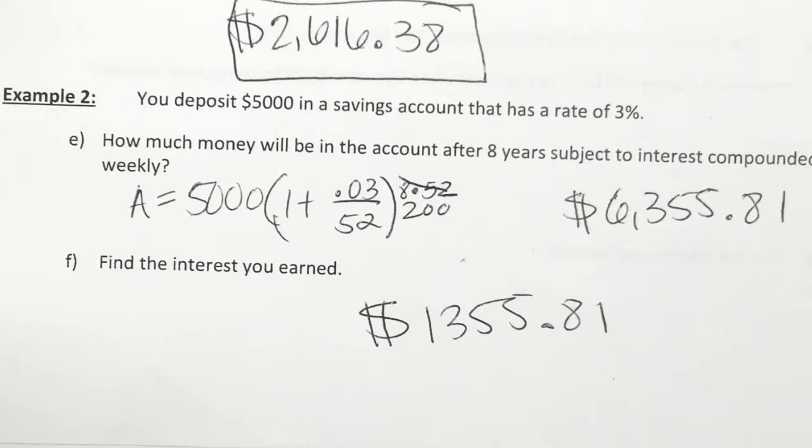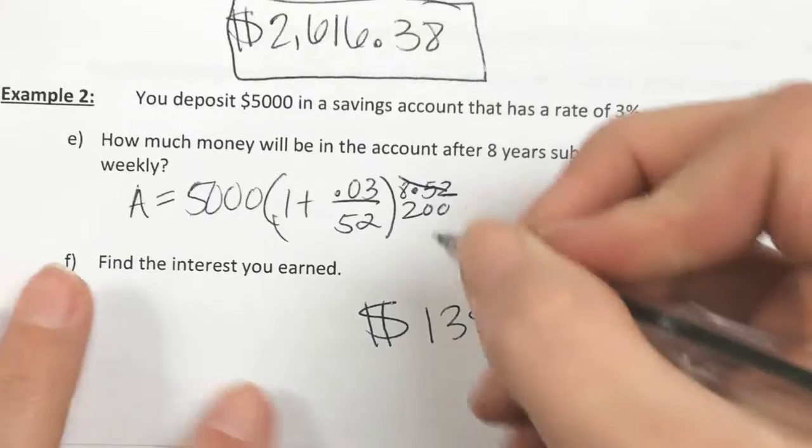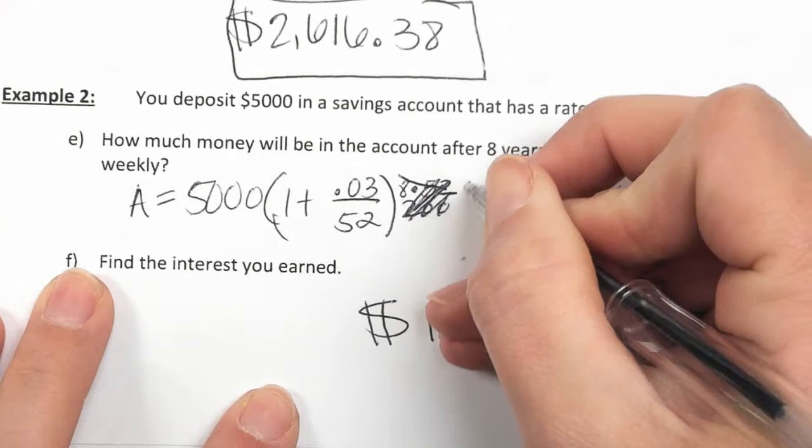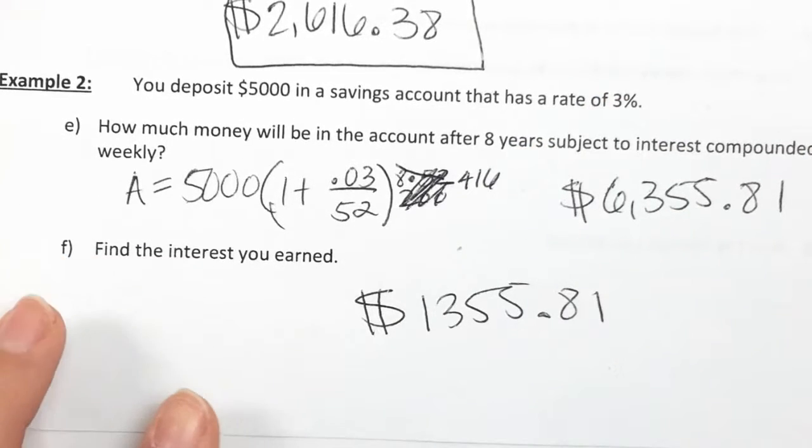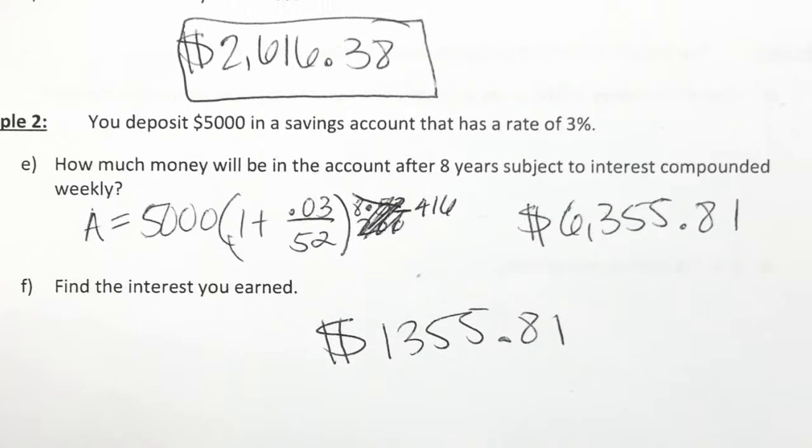Did you get it? I got 5,611. Try it again. Yes, Eric. What is 8 times 52? 416. I don't have a calculator up here. Alright, moving on.